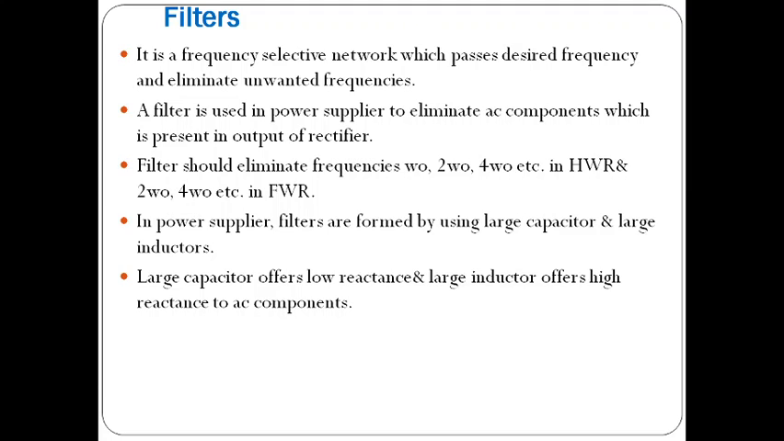We know in our rectifier outputs the harmonic frequencies are omega naught, 2 omega naught, 4 omega naught, 6 omega naught in a half-wave rectifier, and 2 omega naught, 4 omega naught, 6 omega naught, 8 omega naught in the full-wave rectifier. These are the harmonics present in our rectifier outputs. These harmonics we need to remove by using filter circuits.